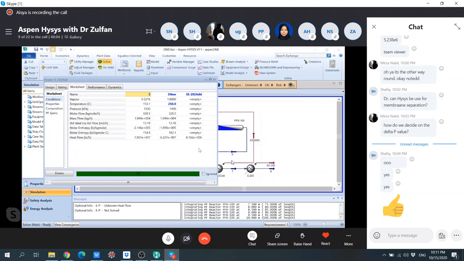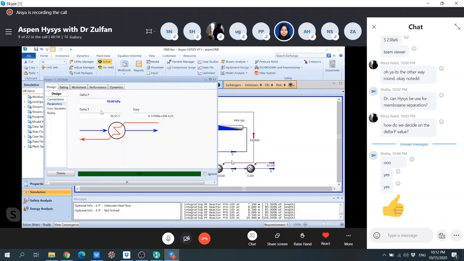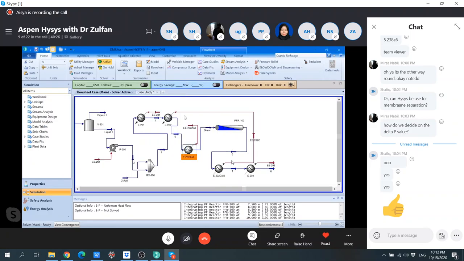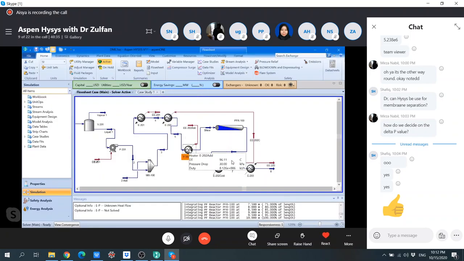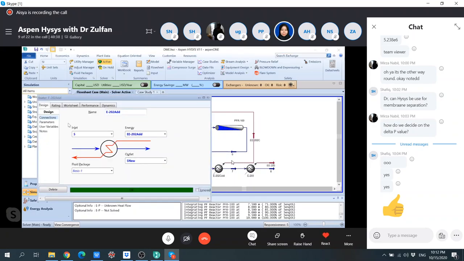Okay, so how do we decide on the delta P value? Number one is based on experience. Number two is we discuss with the vendor. Number three is we go by rule of thumb, which is also based on experience in the first place. So typically at the beginning in an engineering phase, we design it to be like 50 kPa or half a bar for delta P for a heat exchanger valve. These two, I guess, most likely.